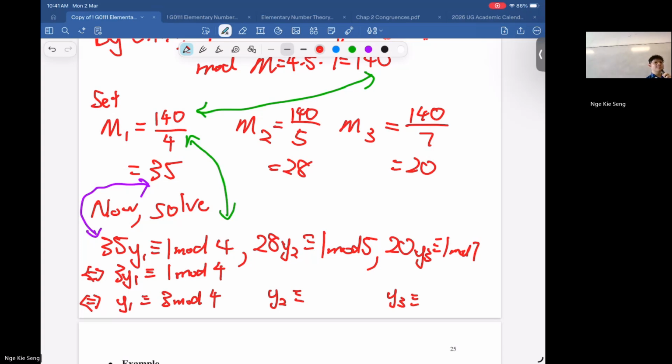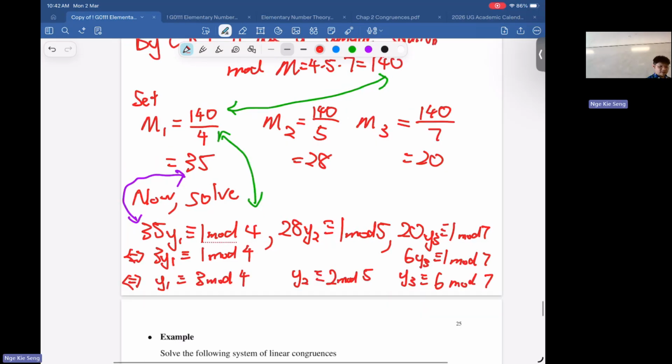How about y2? 2. Okay. Y3? Maybe I reduce a bit. 6. Y3 times 6 is congruent to 1. 6, 6, 36. 36 is 1 mod 7 because 7 times 5 is 35. So the difference is 1.